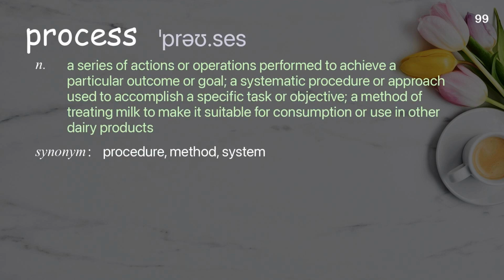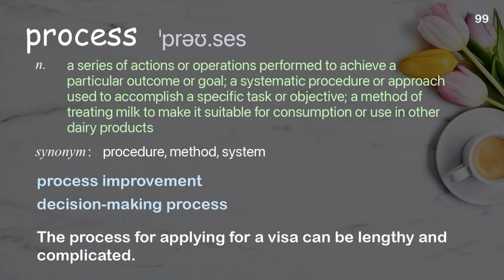Process. A series of actions or operations performed to achieve a particular outcome or goal; a systematic procedure or approach used to accomplish a specific task or objective; a method of treating milk to make it suitable for consumption or use in other dairy products. Examples: Process improvement. Decision-making process. The process for applying for a visa can be lengthy and complicated.